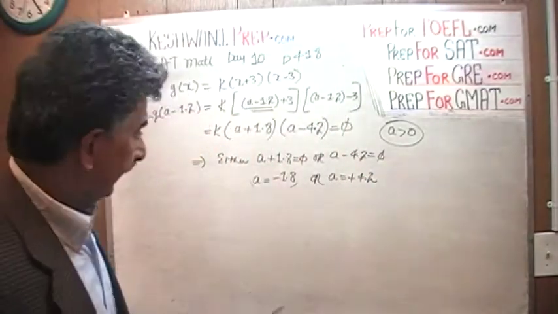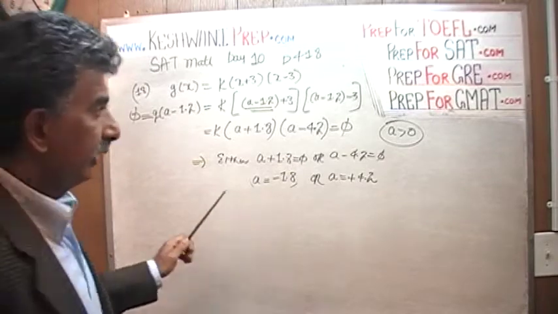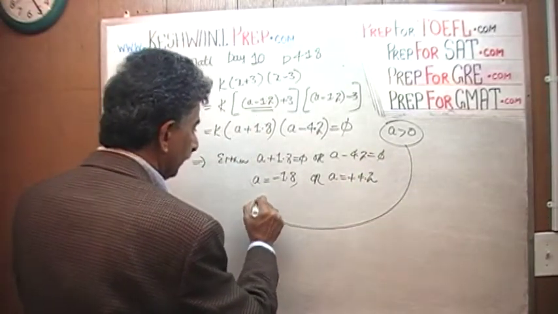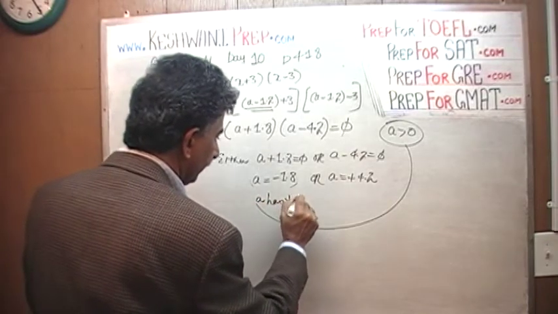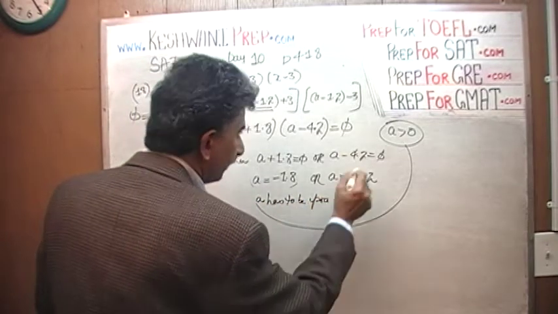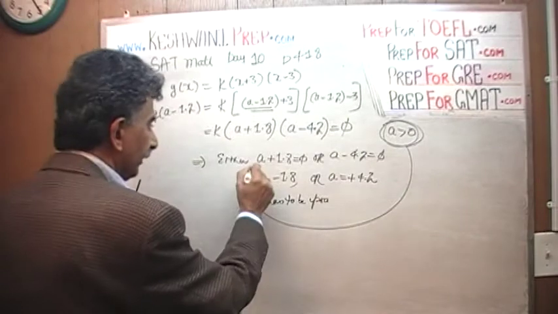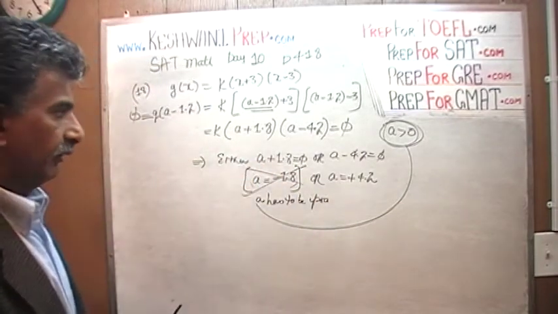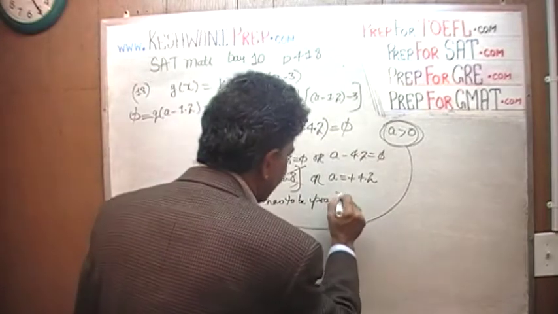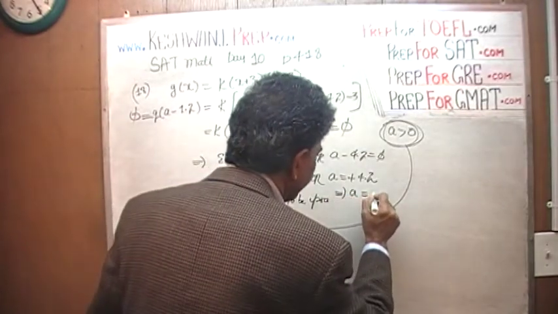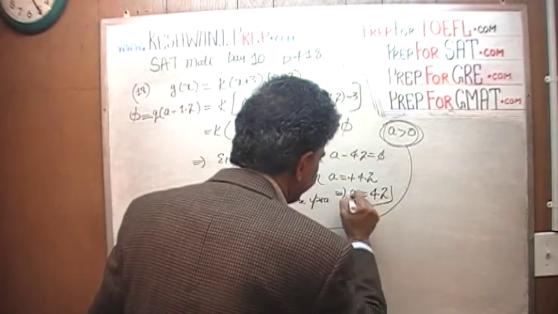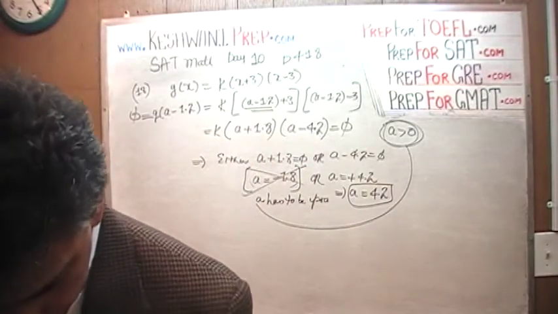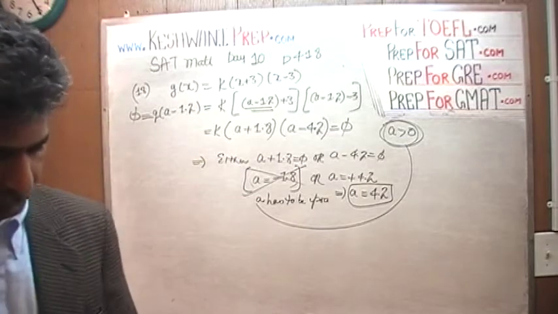But a cannot be negative 1.8 because we are told that a is positive, which means that this scenario is ruled out. This implies that a must be 4.2. I think that's all they're looking for, the value of a. And that's all there is.